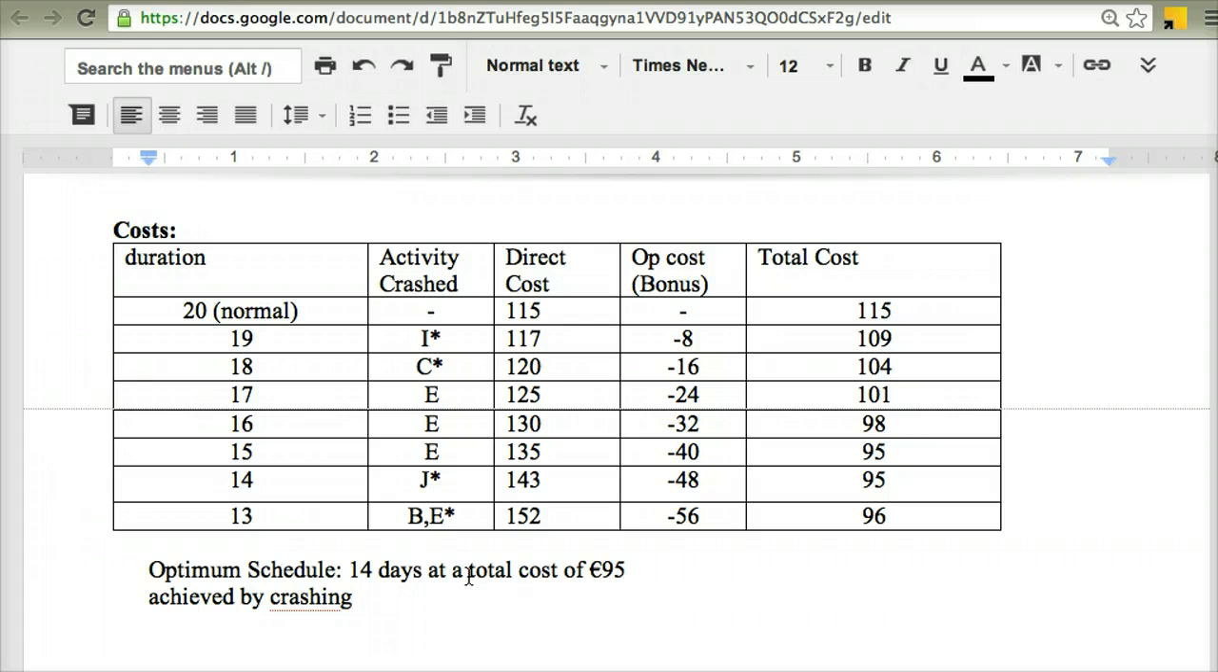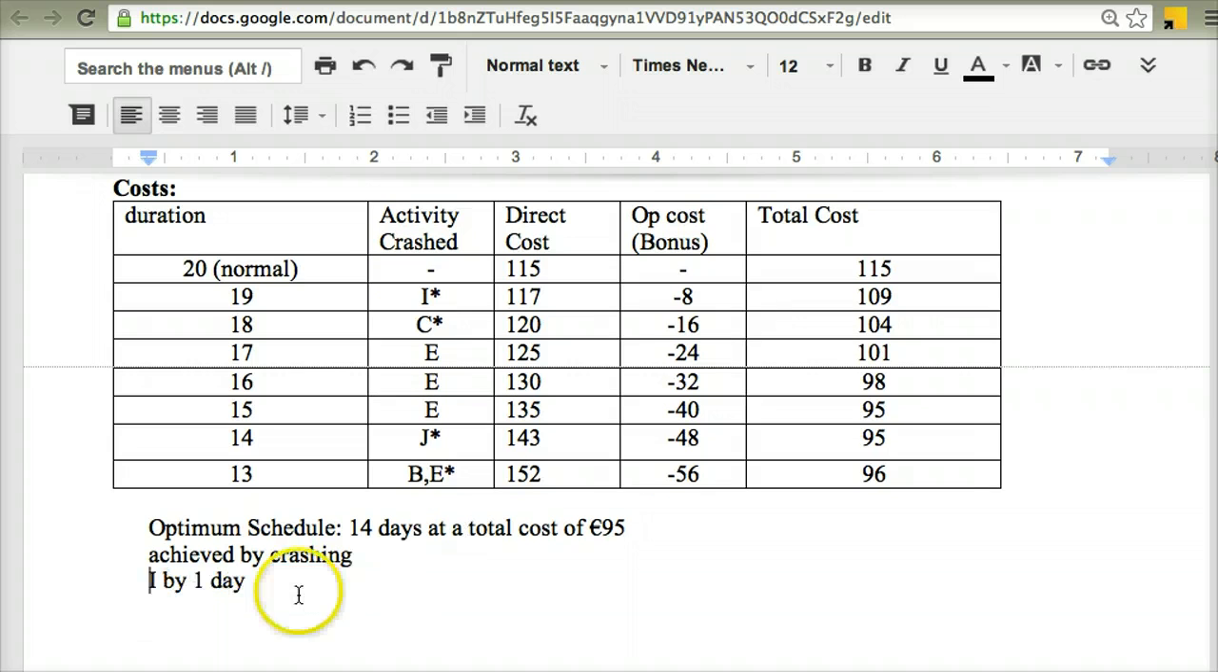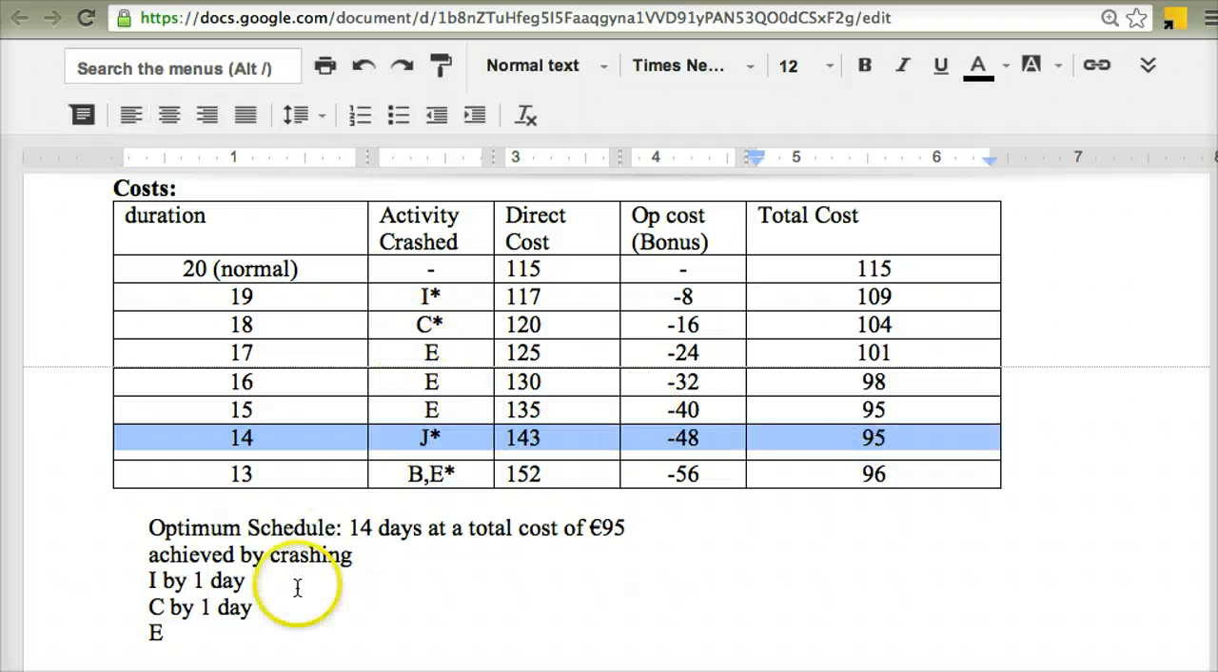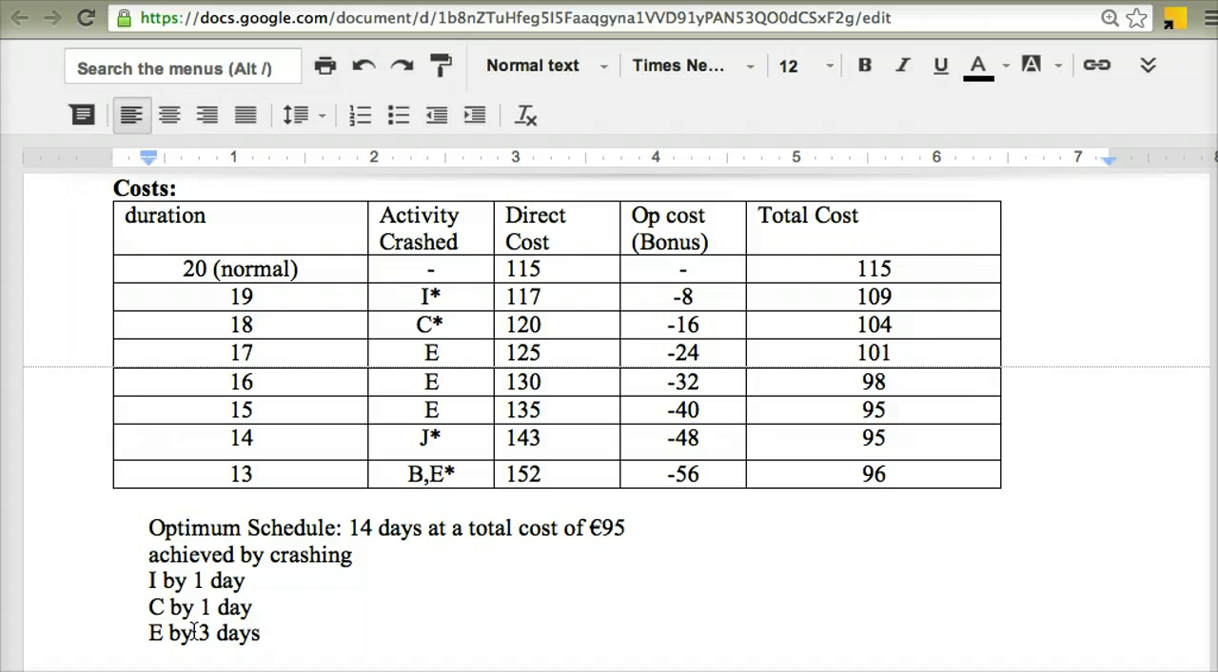And this was achieved by crashing I by 1 day, C by 1 day, E, now just be careful here, we're going for this option here, so at that stage we had only crashed E by 3 days, and finally J by 1 day.